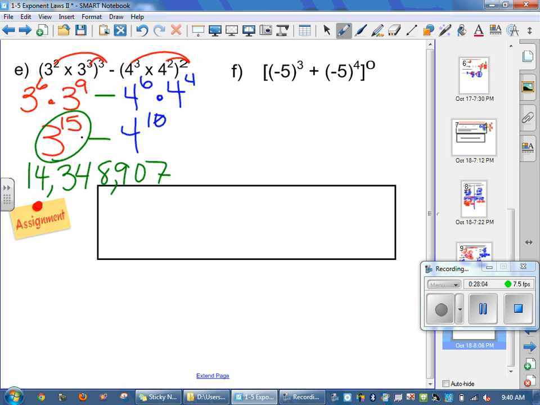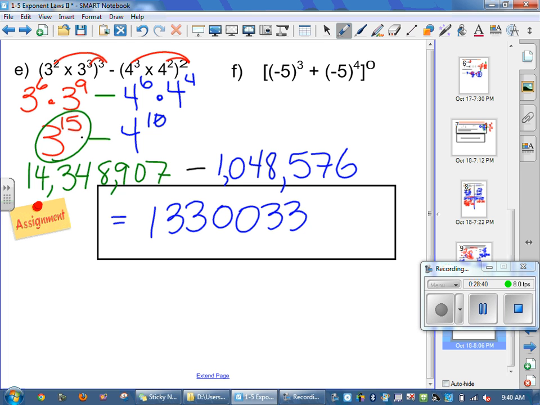Now I'm going to subtract what 4 exponent 10 gives me. So type in 4 exponent 10. It's a big number as well. See what you get for 4 exponent 10. 1,048,576. When I subtract them, look at what kind of number I get. 13,300,331. That's a big number as well. Do you know what that kind of number is?